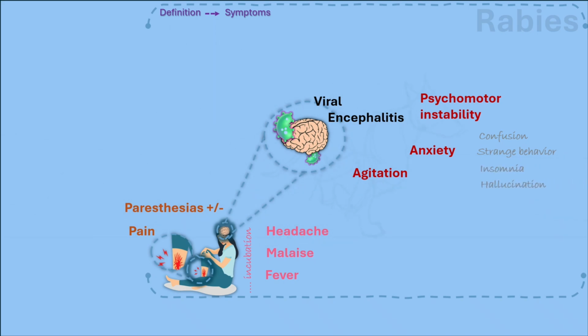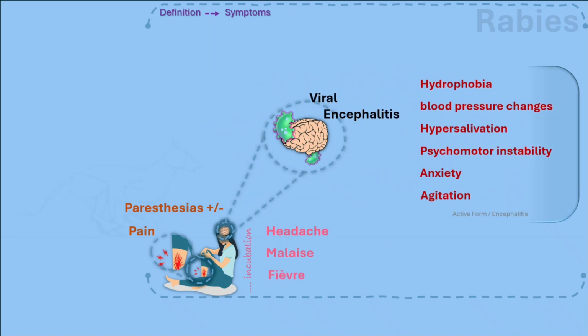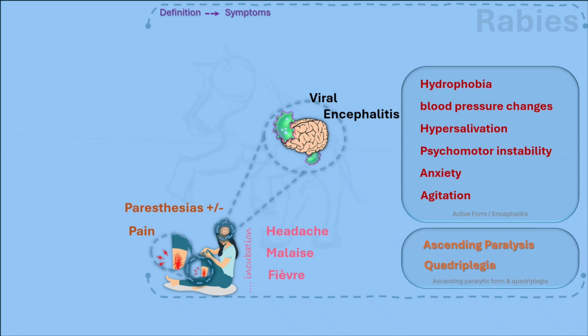Also noting the presence of hypersalivation as a marked symptom in the group of autonomic nervous system disorders, in addition to cardiac rhythm abnormalities, blood pressure changes, etc. Finally, when the patient tries to drink, painful spasms of laryngeal and pharyngeal muscles, neck and diaphragm occur, which we call hydrophobia. Sometimes the clinical picture manifests as an ascending paralytic form with quadriplegia.